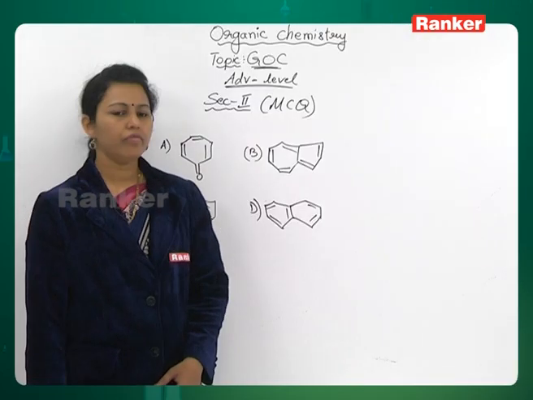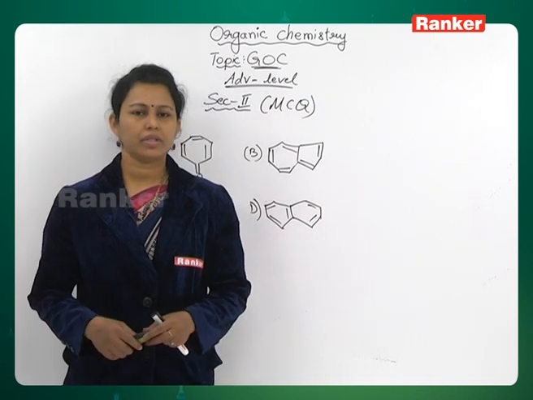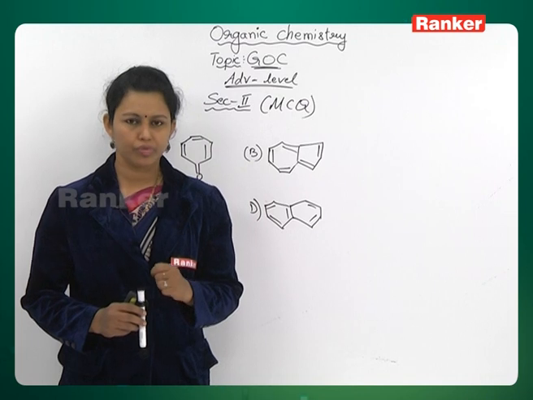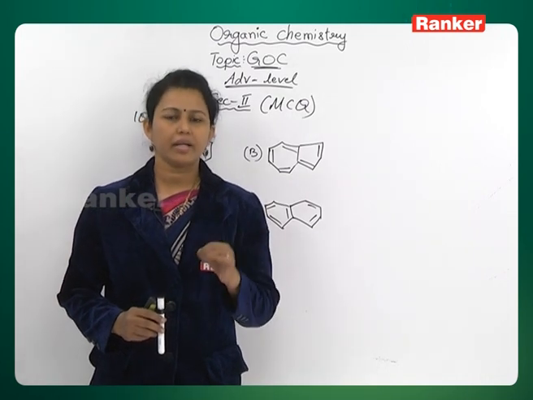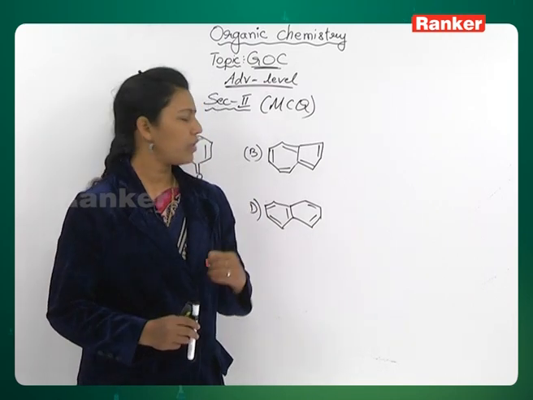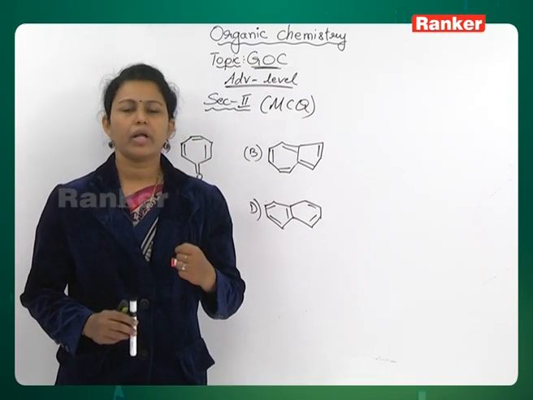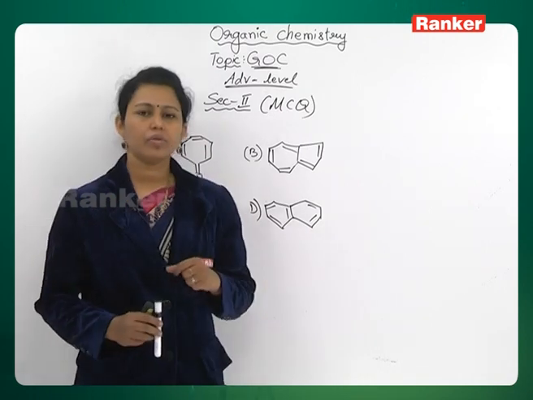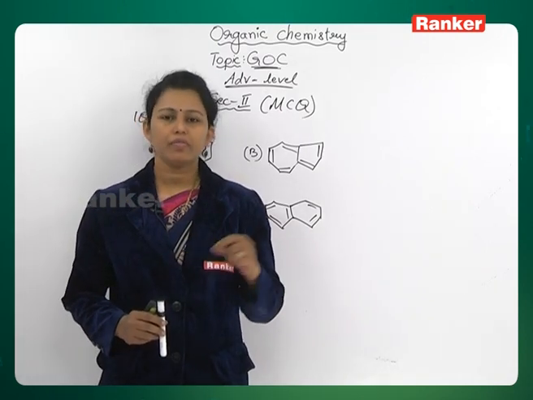Now we will go to the second level question, that is section 2. This section 2 contains MCQ questions, that is multiple correct answer questions. So each question will have more than one option correct here. One or more than one option will be correct for these questions. So let us go on to this MCQ type of questioning here.